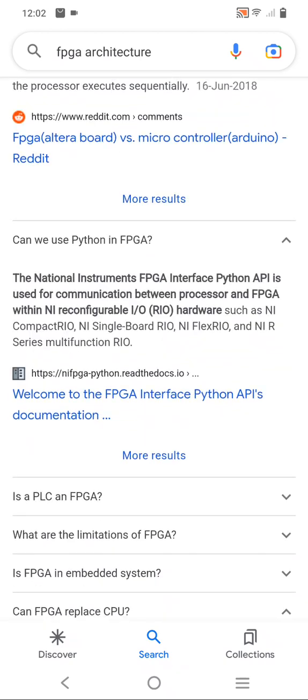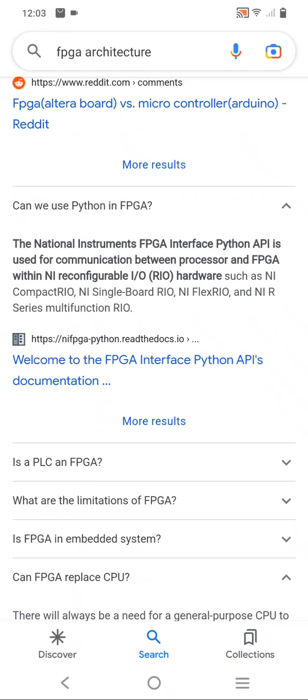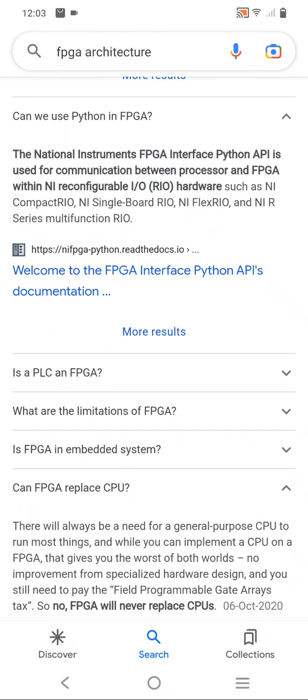For specific applications, you use the Python language. The National Instruments FPGA Interface Python API is used for communication between the processor and the FPGA within the NI configuration. So how do you communicate between the processor and the FPGA? The Python API is the one used. These are the critical things that you have to know: IO hardware, NI CompactRIO, NI single-board RIO, NI FlexRIO, and remote IO.